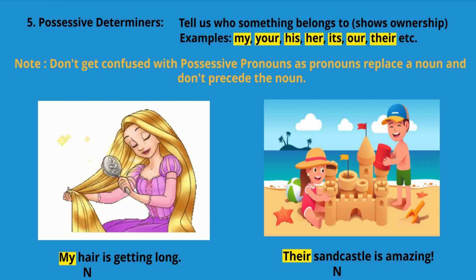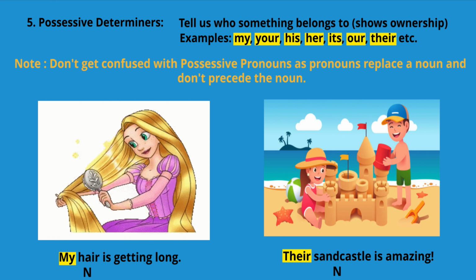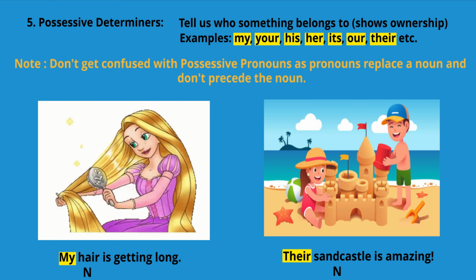Pronoun will just replace a noun. We'll take out the noun and we'll put the pronoun there. But possessive determiners come before the noun. They precede the noun. Let's look at an example so that you can understand it better.